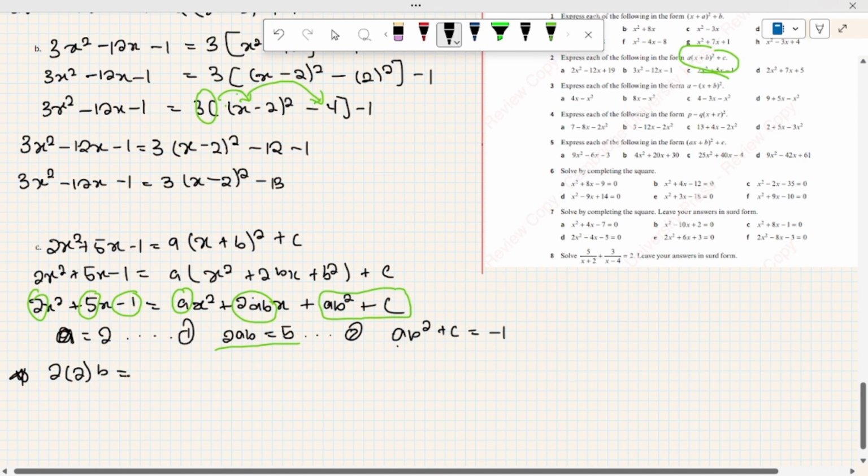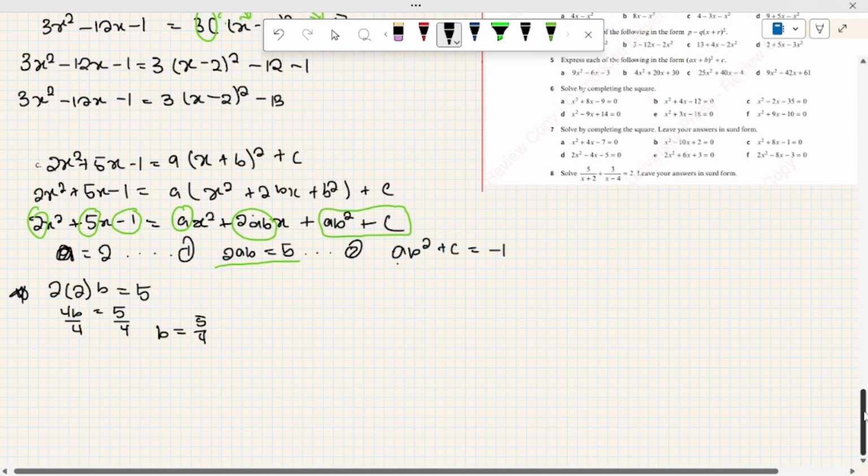b is equal to what? Is equal to 5, right? So 2 times 2 is going to be 4. It's going to be 4b is equal to 5, right? Then we divide by 4, and divide by 4. Then the value of b is going to be equal to 5 over 4, basically, right?